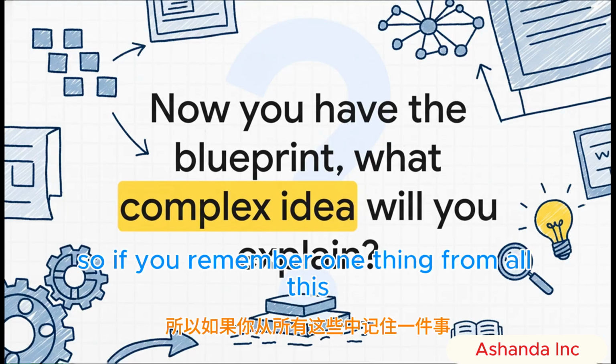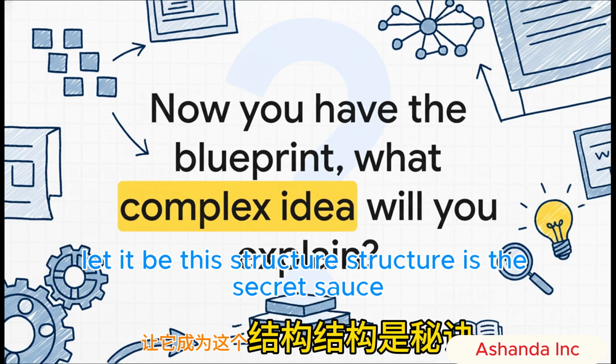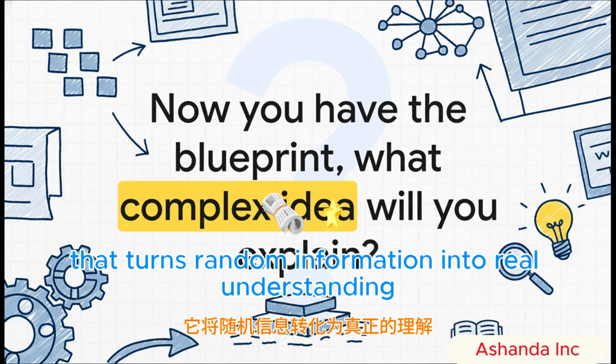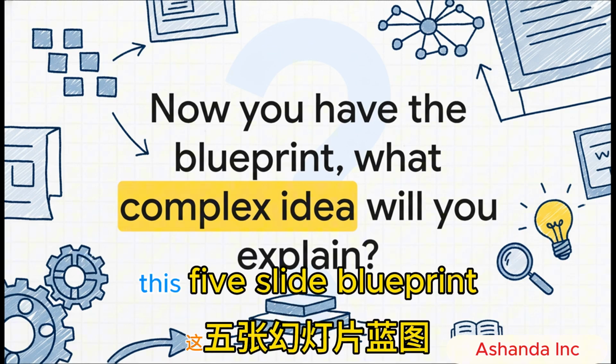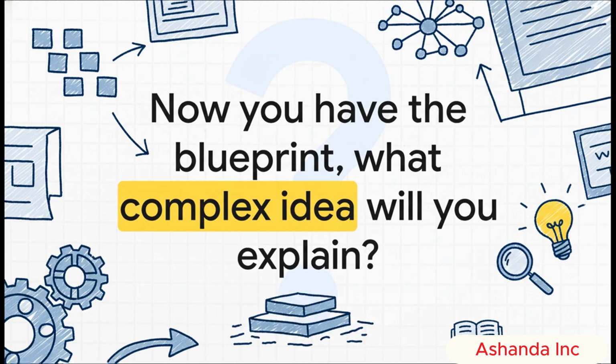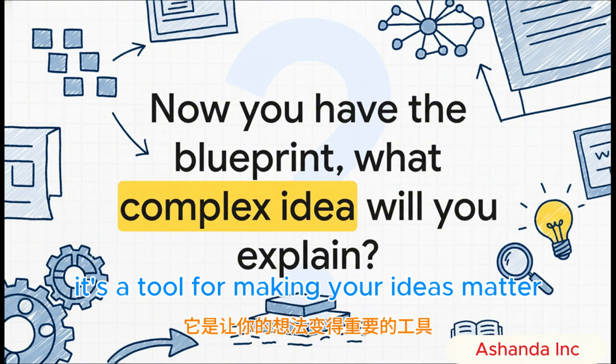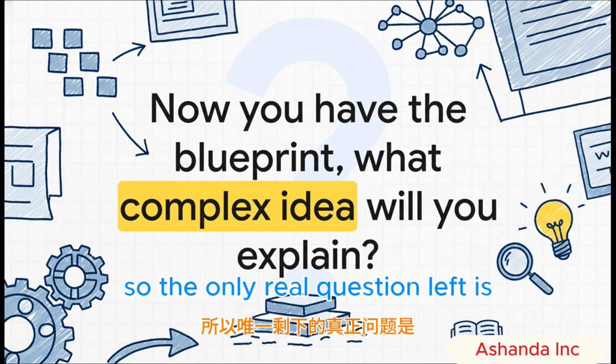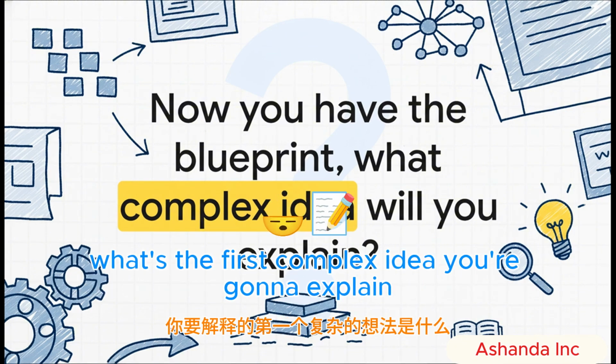So, if you remember one thing from all this, let it be this: structure. Structure is the secret sauce that turns random information into real understanding. This 5-slide blueprint, it's not just for presentations. It's a tool for making your ideas matter. So the only real question left is, what's the first complex idea you're going to explain?